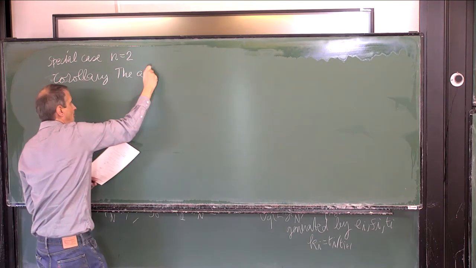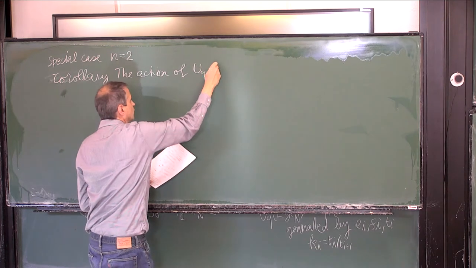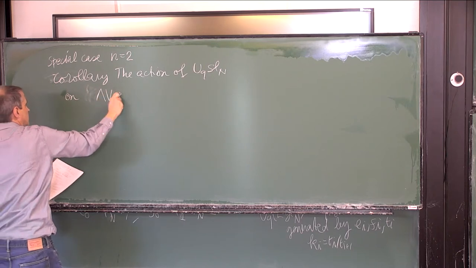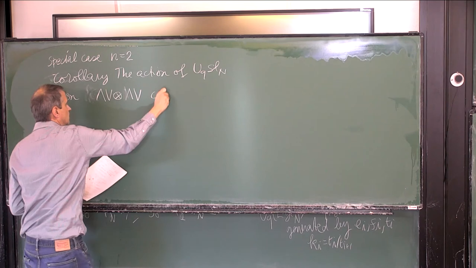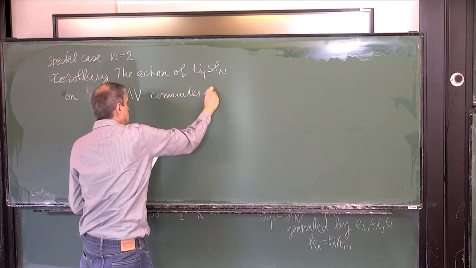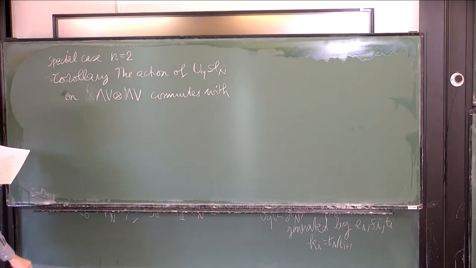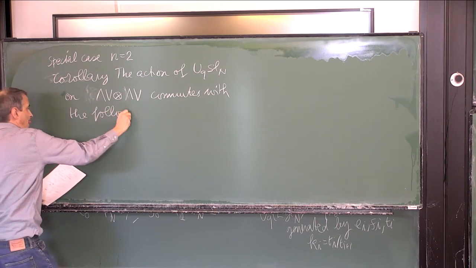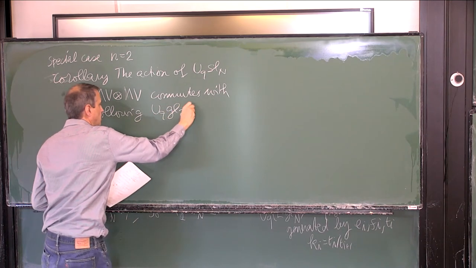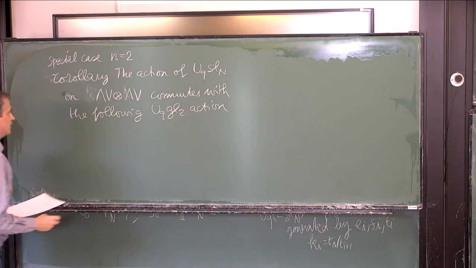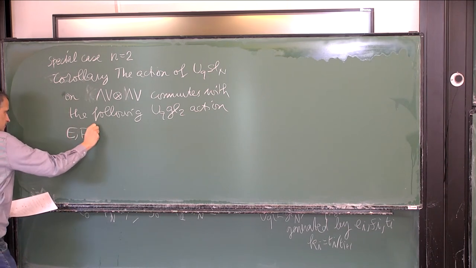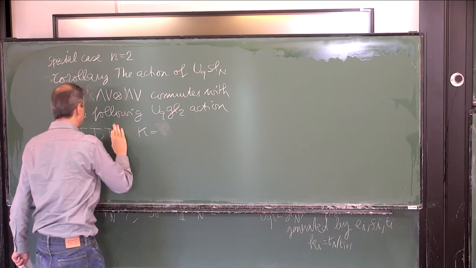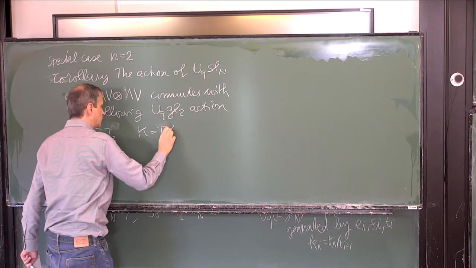So the action of Uq of SLN on wedge V tensor wedge V commutes with the following actions. The Uq of GL2 action. So here we have generators E, F, T and T inverse. So K will be T1 over T2, T over T1 over T2.